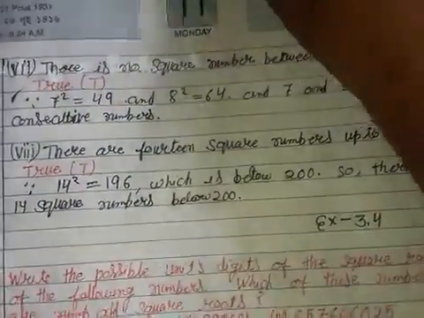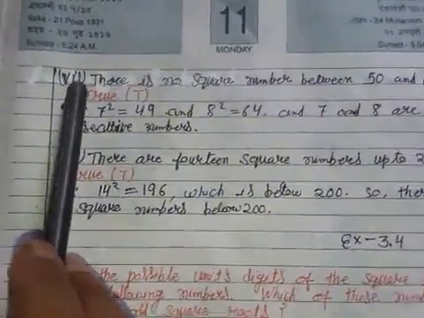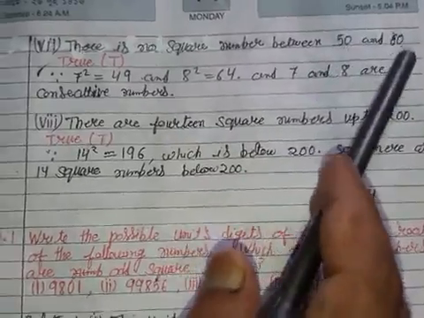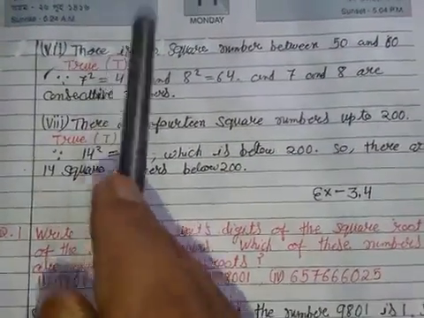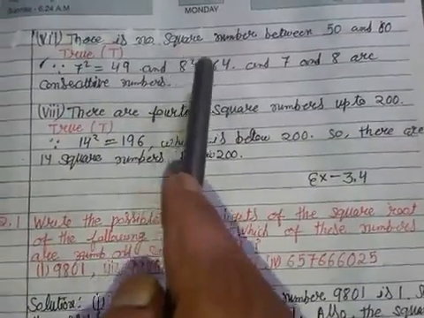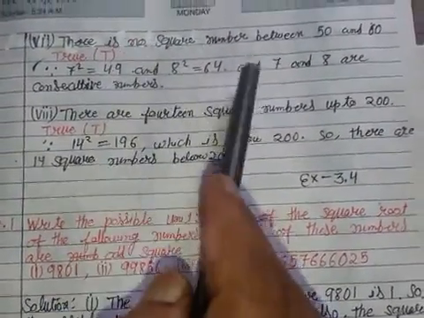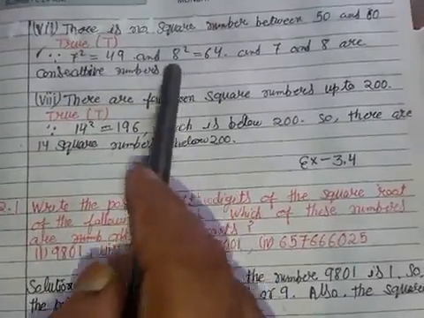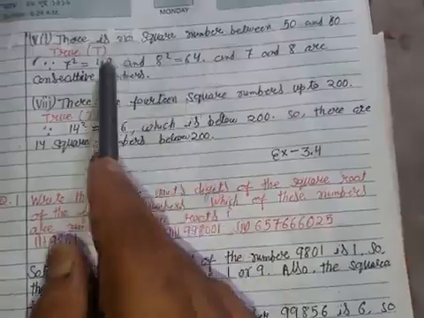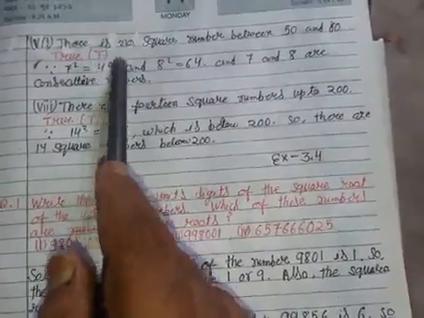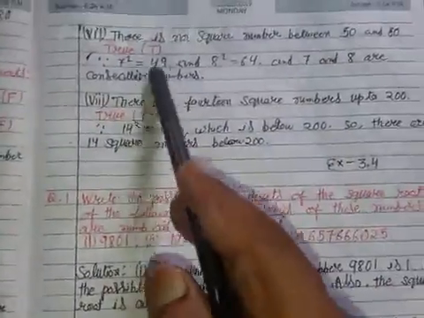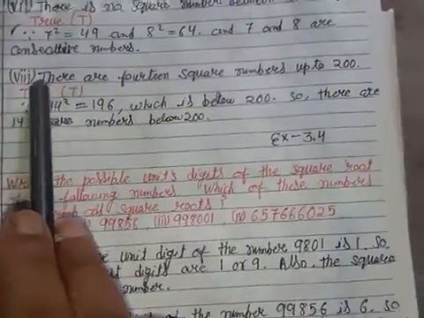Now the seventh question. There is no square number between 50 and 60. It is true, because the square of 7 is 49 and the square of 8 is 64, and 7 and 8 are consecutive. So there is no square number from 49 to 64. So from 50 to 60 there is no square number. It is true.